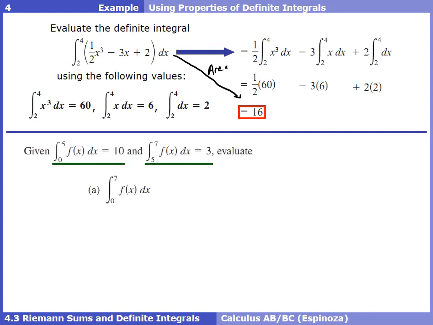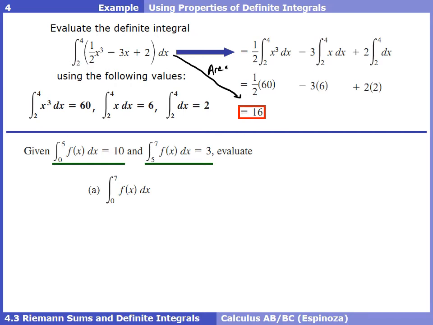Okay, next example here, we're given two different integrals. We're given that the integral from 0 to 5 of some function that we don't know is 10. And we're also given that the integral from 5 to 7 of some function f that we don't know is equal to 3. And we're going to evaluate three different integrals here.